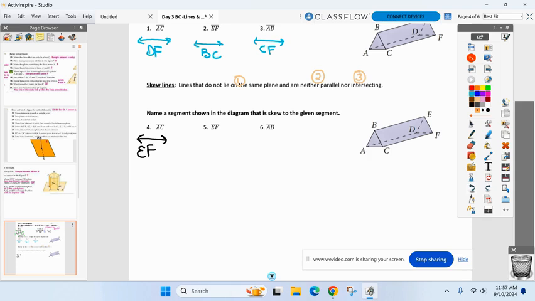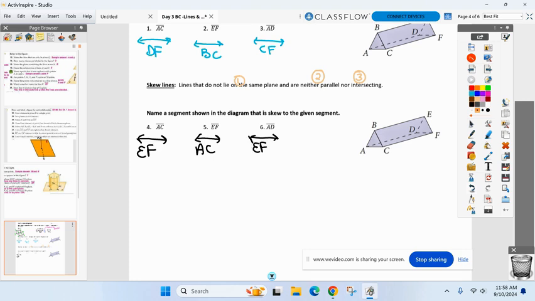All right, how about something that would be skewed to EF then? AC. Okay, AC. Another popular answer is AD. And what's skew to AD? EF. Everyone okay with EF? Yes. Not on the same plane, not parallel, and they never intersect. Good job, everyone.